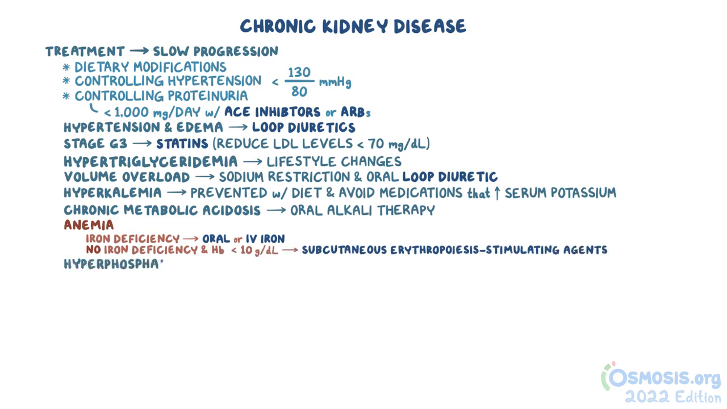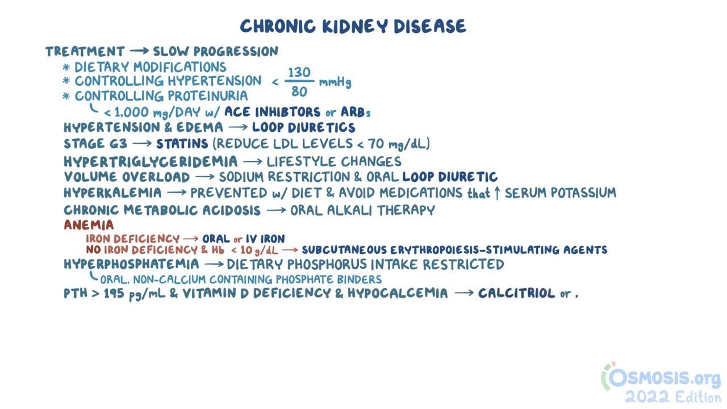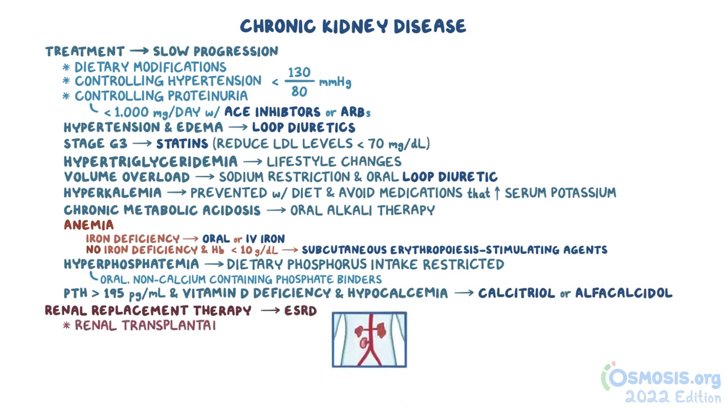With hyperphosphatemia, dietary phosphorus intake is restricted, but if this doesn't work, oral non-calcium-containing phosphate binders are given. If PTH levels are above 195 picograms per milliliter, and if there's vitamin D deficiency and hypocalcemia, then treatment with oral calcitriol or alfacalcidol is given. Renal replacement therapy is typically started with ESRD, and options include renal transplantation, hemodialysis, and peritoneal dialysis.